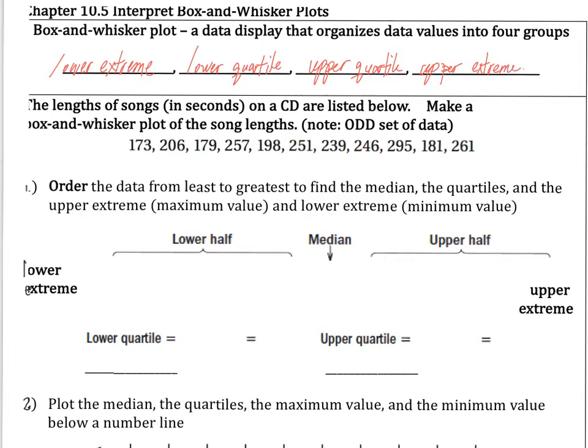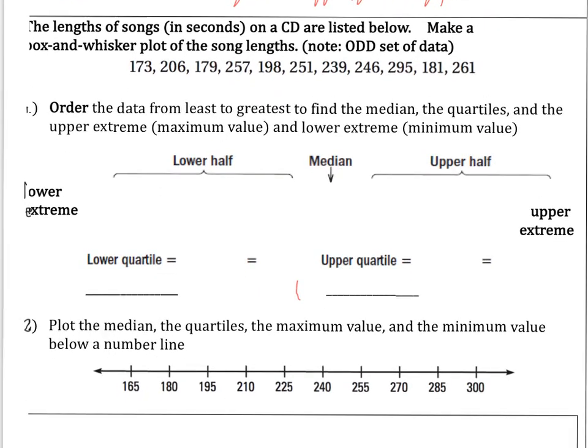I'm going to show you how to calculate or identify these numbers using this example below. The lengths of the songs in seconds on a CD are listed below. Make a box and whisker plot of the song length. Note that this has an odd set of data. When it's even, it's a little different. First of all, let's keep it simple. Order the data from least to greatest to find the median, the quartiles, and the upper extreme, which could also be called the maximum value of a data set, and the lower extreme, which is the minimum, or the smallest value of a given data set.